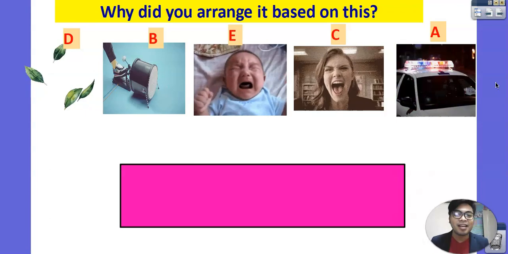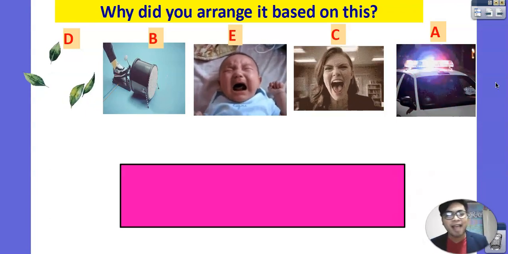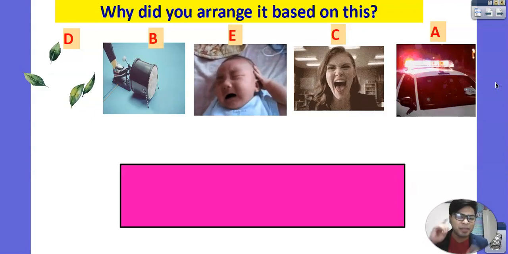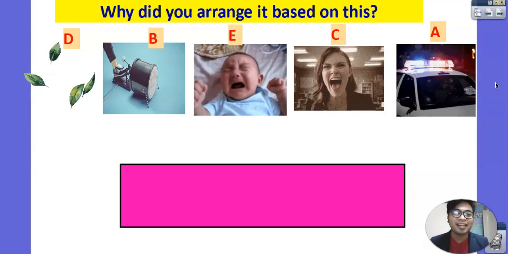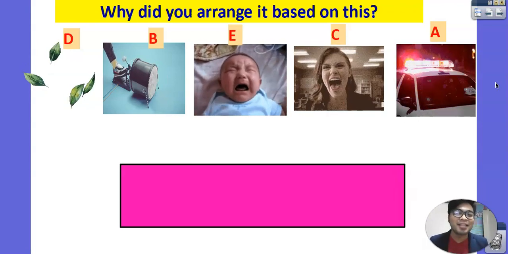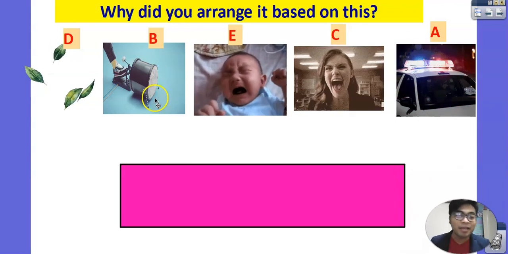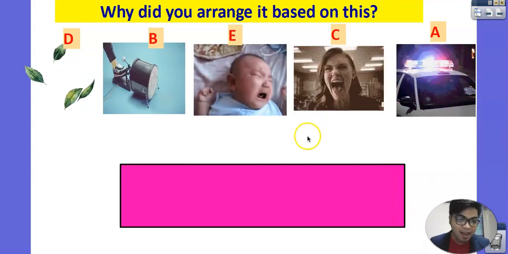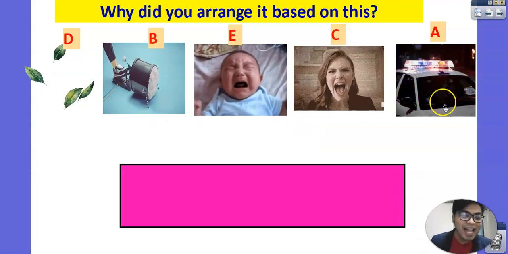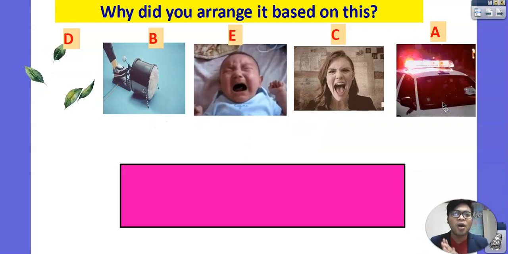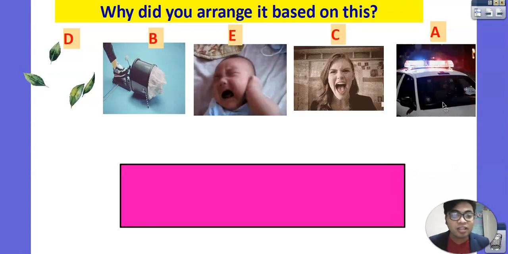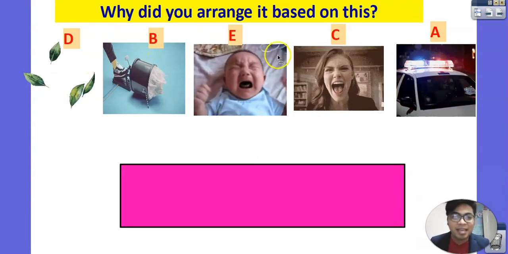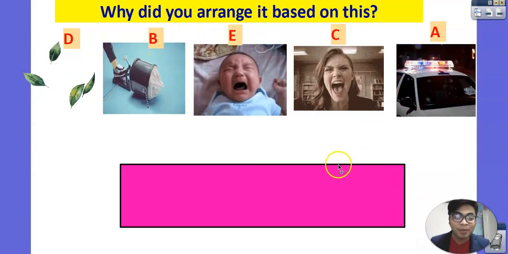So I have here the arrangement. D has the lowest pitch, and A, of course, is the siren of a police car, and it's really painful to the ear sometimes when you hear it. So it's the one with the highest pitch. We also have the bass drum, the crying baby, and a screaming lady, and letter A has the highest pitch. So why did we arrange the sounds in this order: D, B, E, C, A? What might be your reason?